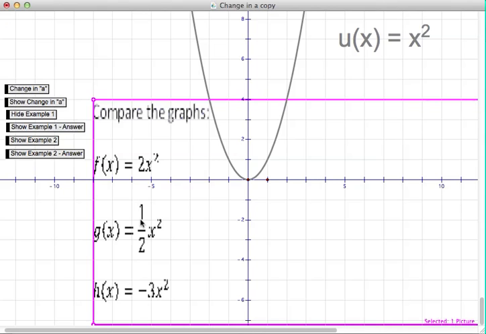Which one would be the next most narrow? And then which one would be the widest of those three, so the least narrow of those three graphs?